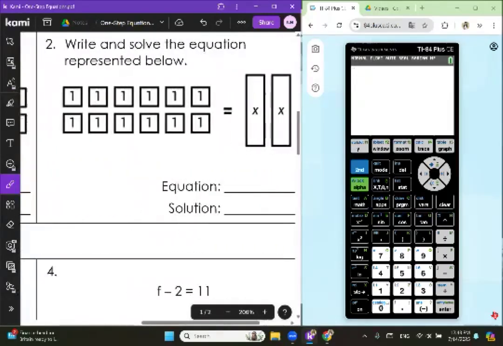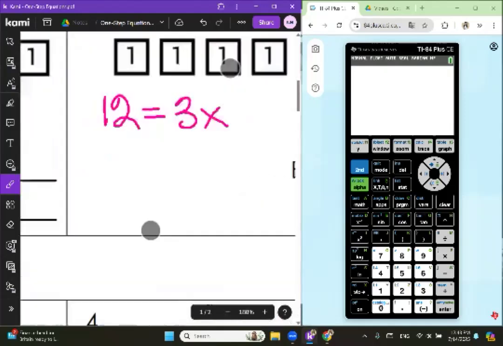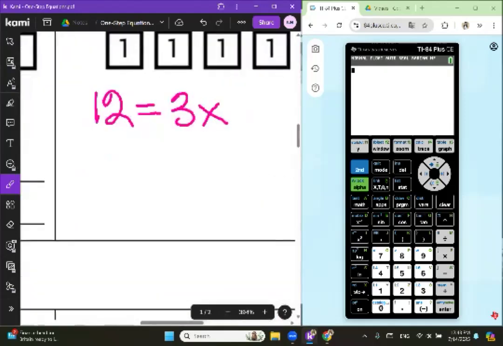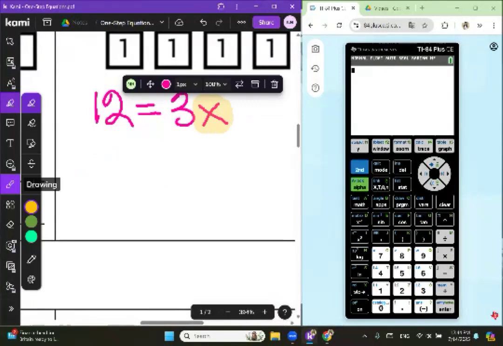Let's try the next one. This one's kind of written backwards. So let me see. 12 equals 3 x's. All right. This is where a lot of students are going to get confused, mixed up. They're going to add, subtract, whatever, right? A lot of students fail to understand that when we're solving equations, we're trying to isolate. Let's start there. When we're solving equations, we're trying to isolate the variable, correct?